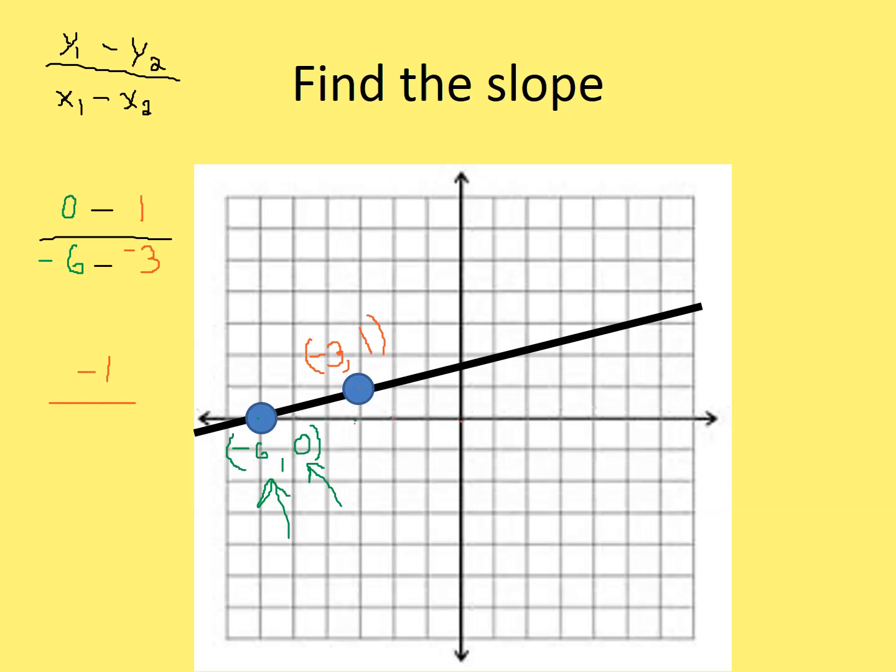Negative 3 minus, oh, I can't talk today. Try that again. Negative 6 minus negative 3. Subtracting a negative is the same as adding. So negative 6 plus 3, that's a negative 3.